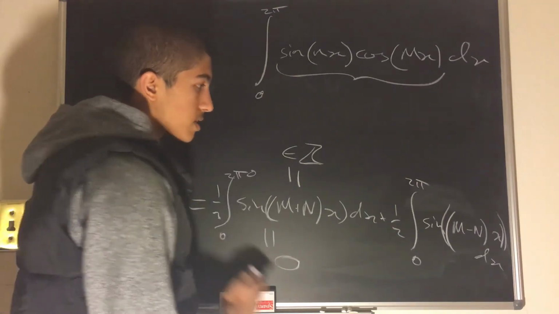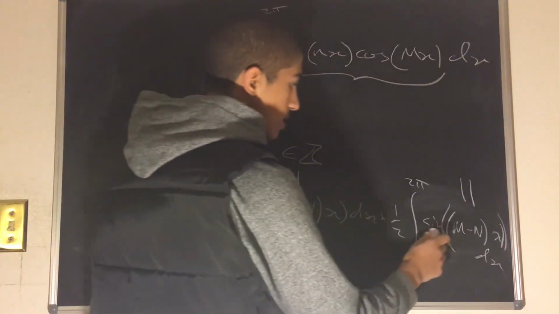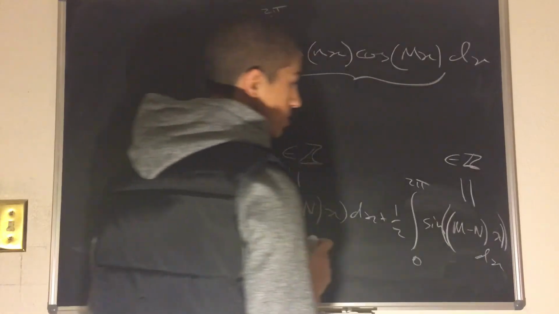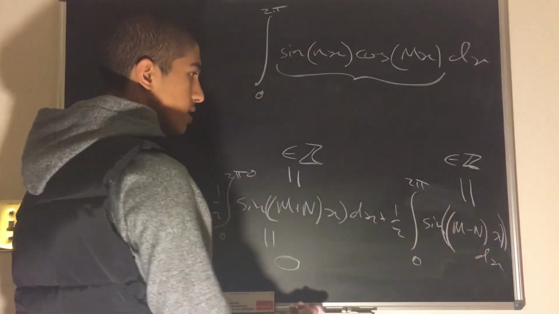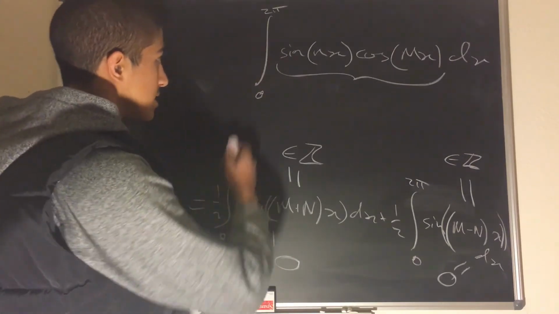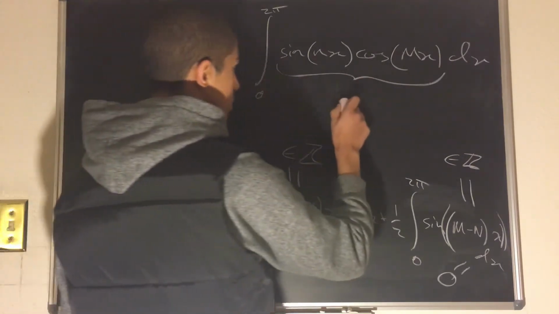But then we arrive at an interesting conclusion. This m minus n must also be an integer, so the sine of an integer times x again is equal to 0. So voila, this entire expression equals 0.